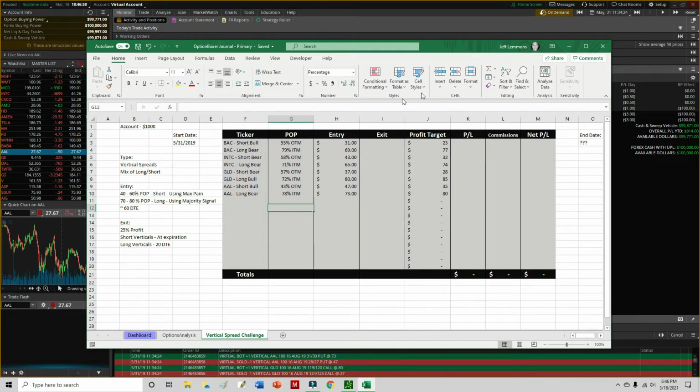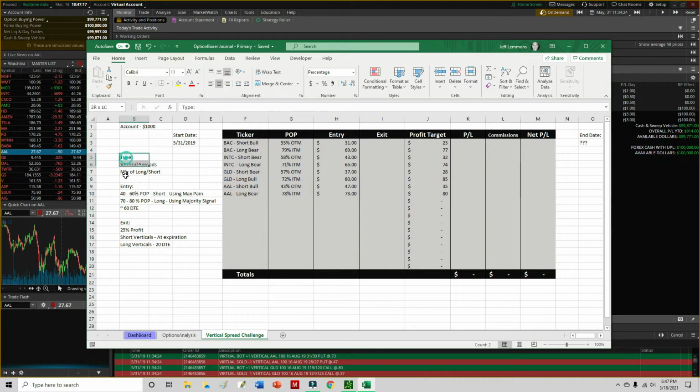I'm starting on May 31st of 2019. I think overall that year was fairly bullish, but I don't really remember what happened in May of 2019. That's been too long ago for me. But regardless, I just randomly picked a day, and that's what we're going to go with.